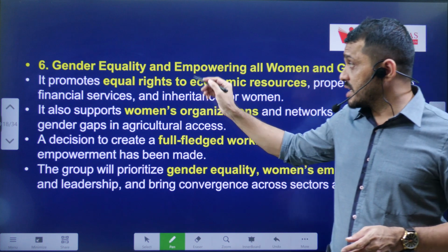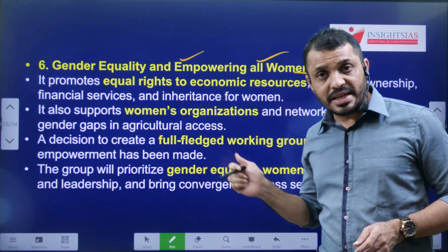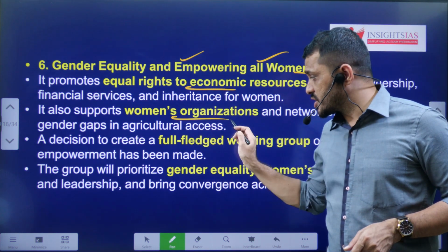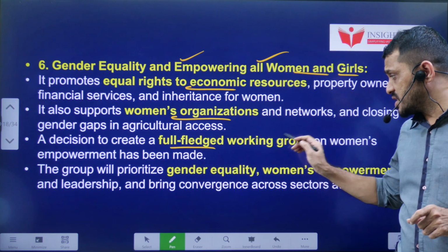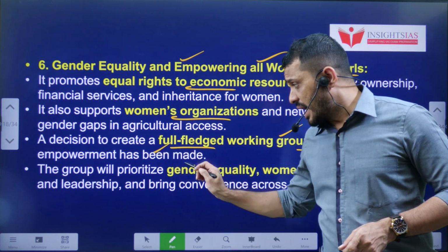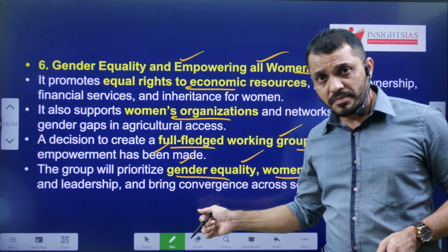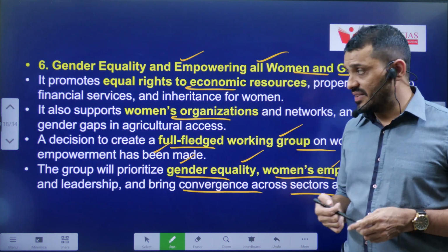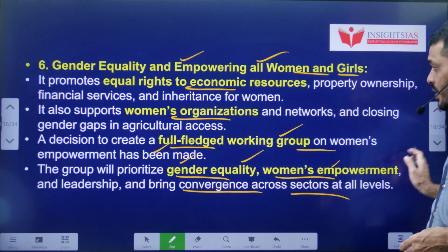Sixth one, gender equality and empowering all women and girls. This is regarding providing equal economic rights to women, as well as including women's organizations. It is also about creating a full-fledged working group in the G20 on women empowerment. And this group is also going to prioritize gender equality and women leadership in various sectors at different levels, national and international. So this is the sixth topic under gender equality.